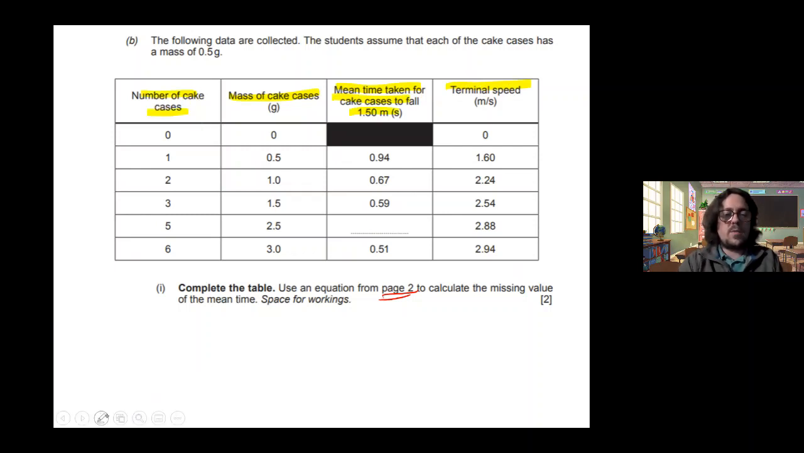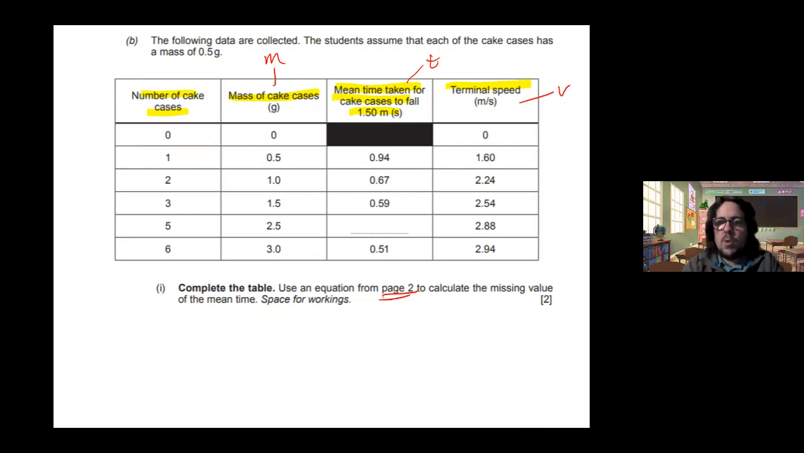And like I said to you before, just take a moment to think, okay, mean time. So I've got time here. Terminal speed, that's V. Mass of K cases, I might need that. That's M. So these are the quantities that I'm working with for this question.